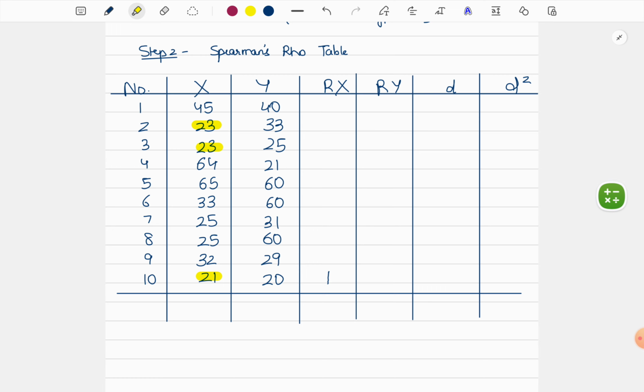Which of these 23 should get rank 2? I want to give rank 2, but there are 2 numbers. So which one should get rank 2? It's as if in your class there are 2 students who have got equal marks. Now who should get the second rank? What we do is, to be fair, we give the average rank to both the occurrences.